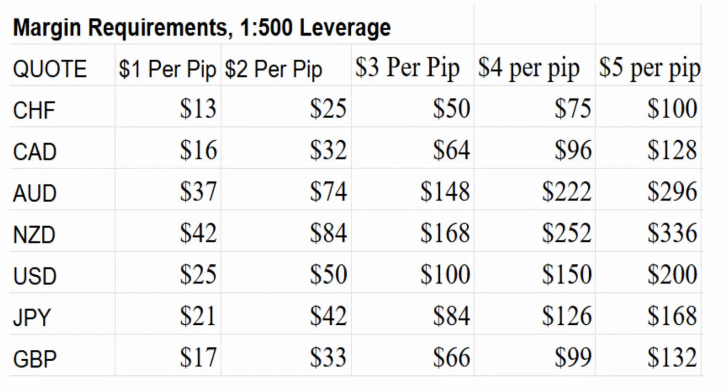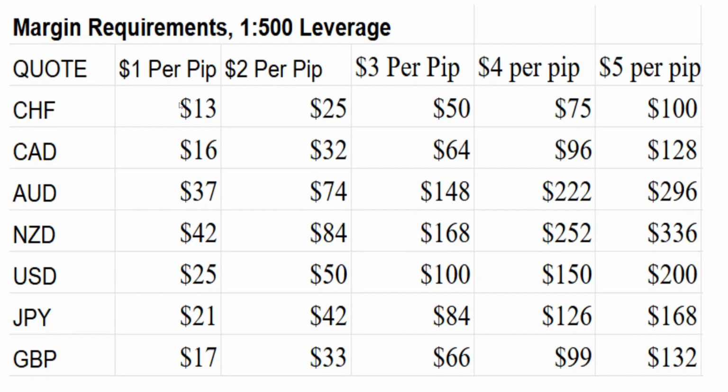Okay, so this is how much money. Here's how to read this. First off, we have the quote currency, which is the second currency in the pair. So this will be something like GBP CHF. Any pair that ends in CHF, CAD, AUD, NZD, USD, JPY, or Euro Pound, this is how much money you will need in your account to make $1 per pip. So if you have 13 bucks in your account and you're trading a pair that ends in CHF, you'll be making $1 per pip.